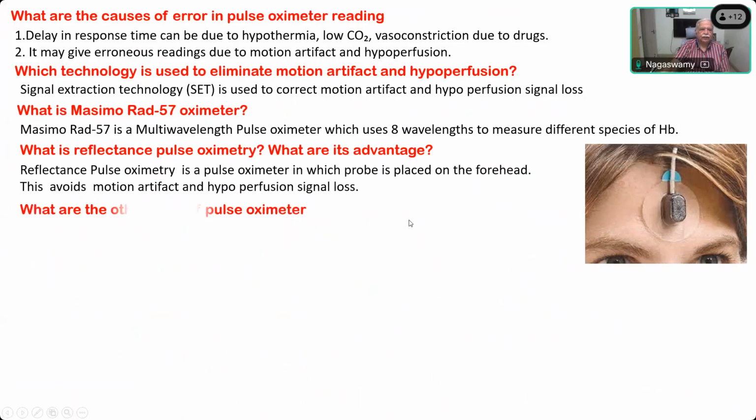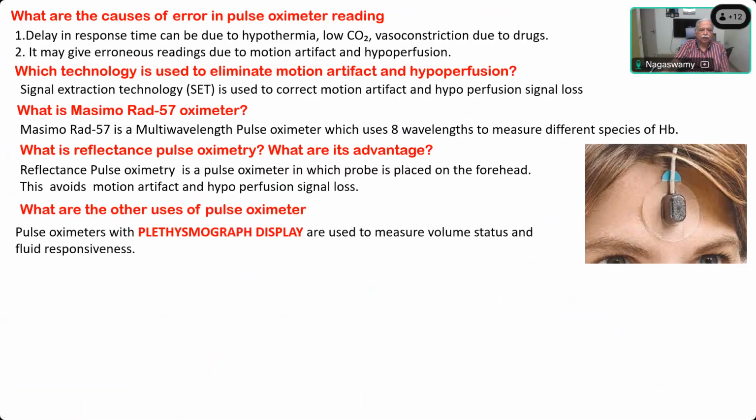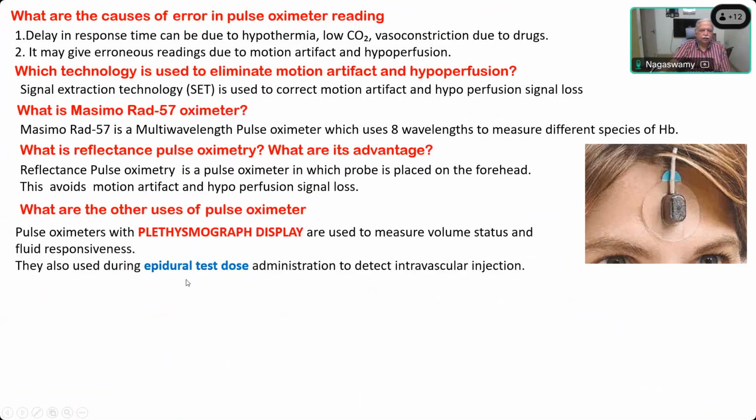What are the other uses of pulse oximeter other than measuring the oxygen saturation? Pulse pressure, can we calculate pulse index? If it is associated with a plethysmograph, then only it has other uses. If it is just a simple display of the saturation and pulse rate, like a simple finger probe, then it is of no use. But if it displays the plethysmograph, it may be used to measure the volume status and fluid responsiveness, and it can also be used during the epidural test dose to detect intravascular injection.